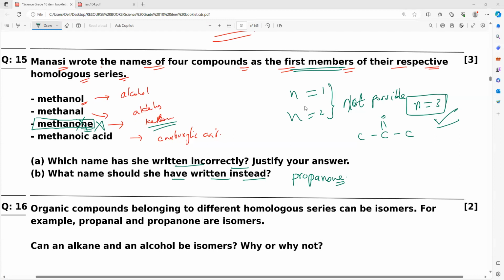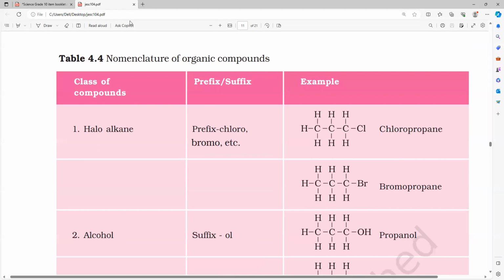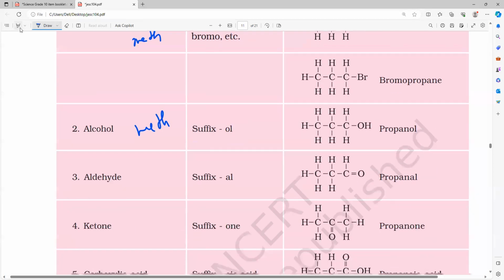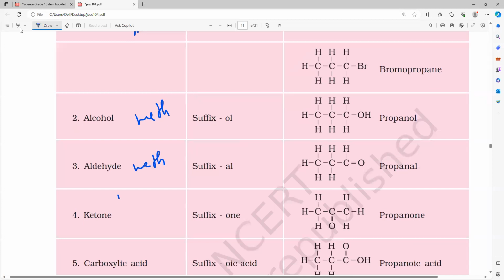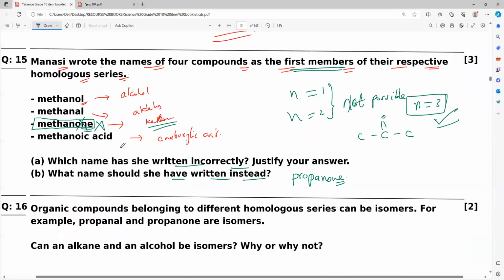Harish? Yes, sir. Always remember, alcohols and haloalkanes start from n equals 1, meaning meth will come first in the homologous series. Alcohols also start from meth, aldehydes also meth. But ketones alone start from where? No meth and no eth, only prop. Write it. Carboxylic acids also start from meth. So only ketone alone starts from prop. That is the reason it is different. You can remember that. Next question.